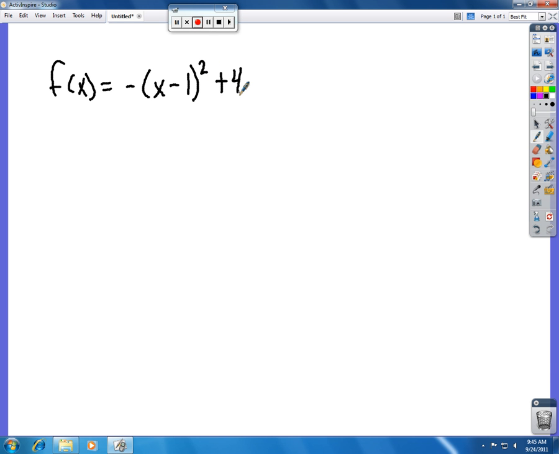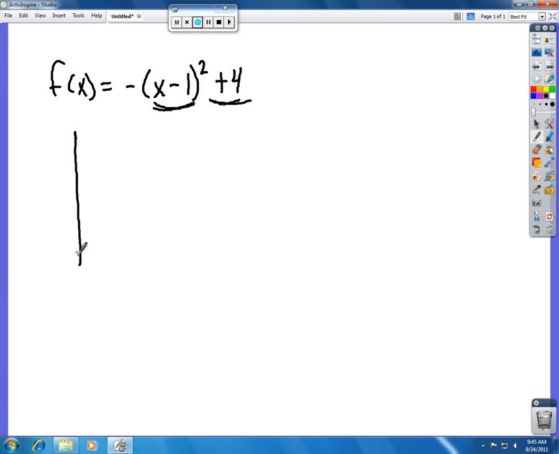plus 4. Okay, so right away we see that we have a plus 4 here, so that should automatically trigger you thinking, okay, we're moving upwards along the y-axis 4 points. And then right here, well, that's going to tell you counterintuitively we're going to move to the right along the x-axis at least 1 point.